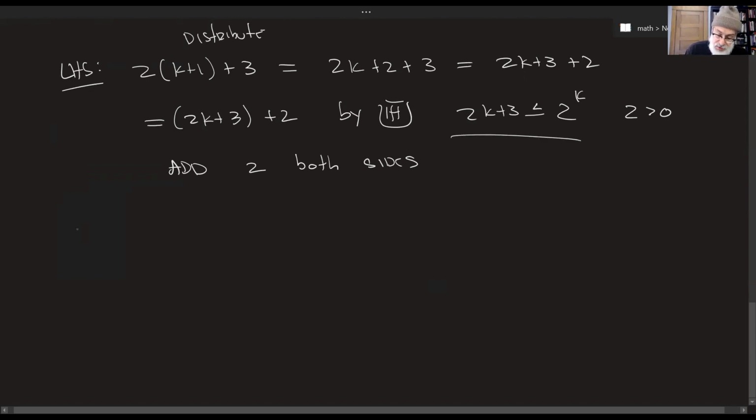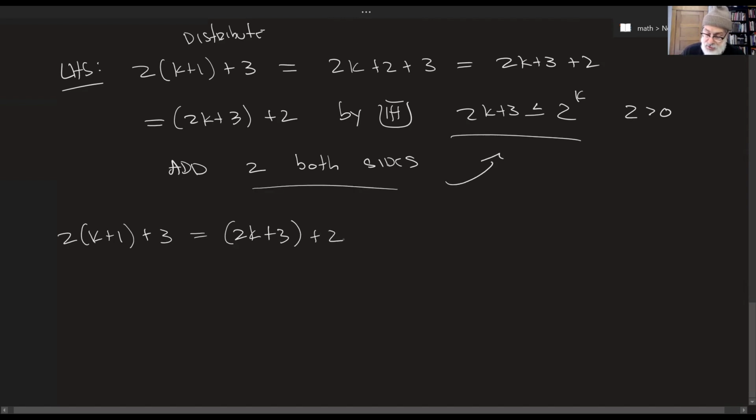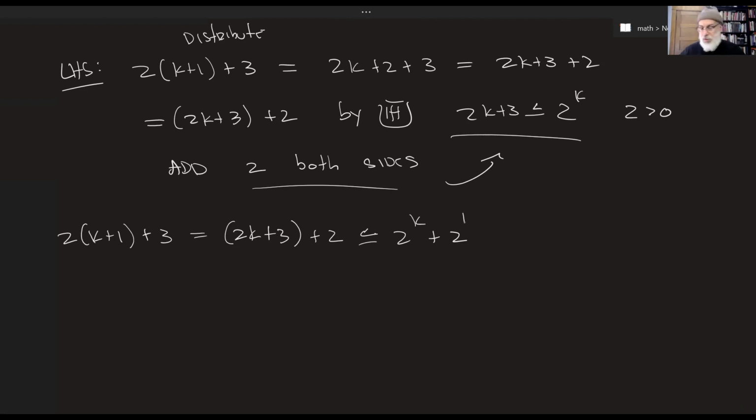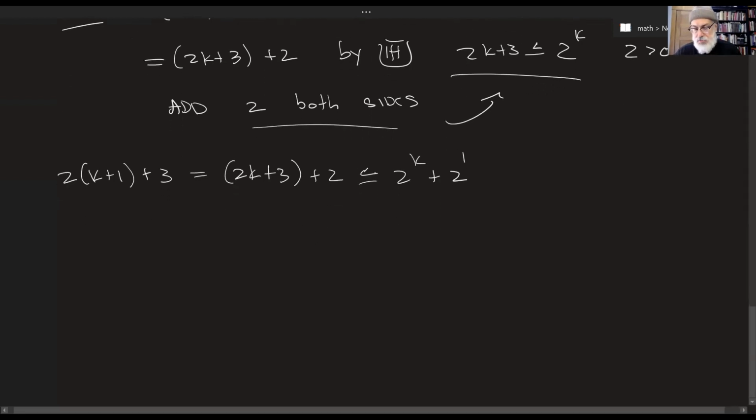So that becomes, let me write out the complete left-hand side. That is equal to 2k plus 3. Now I'm adding the 2 to both sides of this guy. So that's plus 2 is less than or equal to 2k plus 2. And 2k plus 2 is the same as saying 2k plus 2 to the 1. Mostly because I want to be able to write this a certain way.